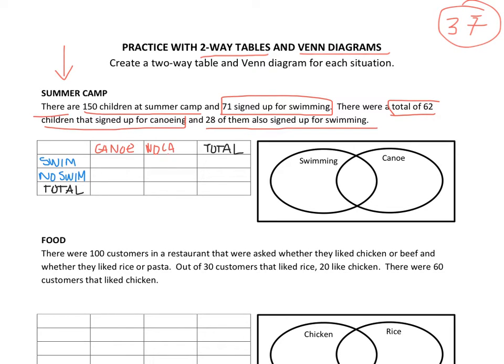Oh, this is so small. Can I do it? I can do it. Write small, Miss Martinez. Canoe. Okay, you guys know that says canoe, right? Yeah, you know it says canoe.